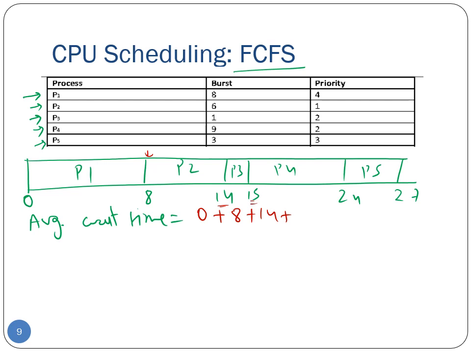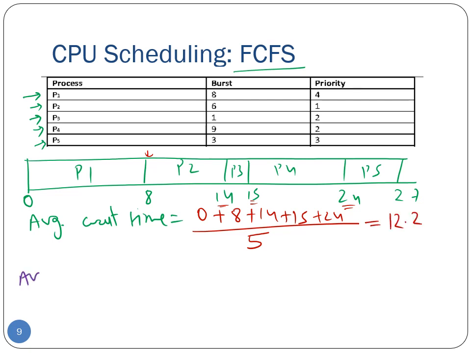P4 had to wait for 15 because it started at 15, and P5 started at 24, so it had to wait for 24 time units. So let's compute an average of all of this, divide this by 5, and whatever we get, that's the average wait time. So this would be 12.2 time units.